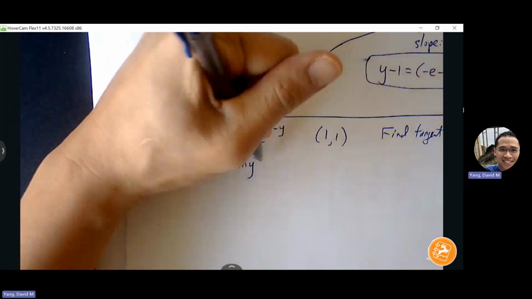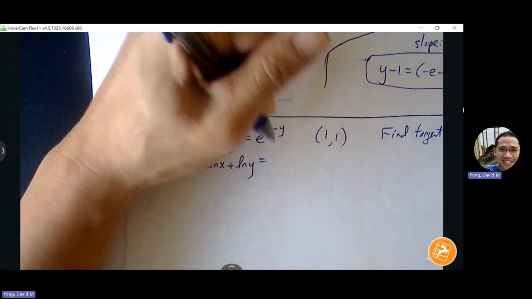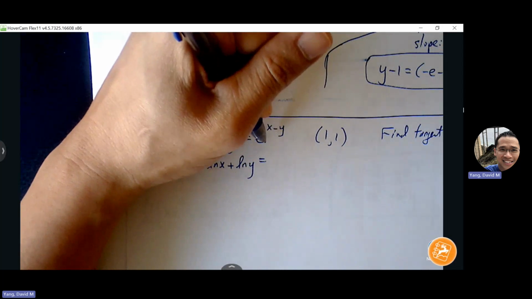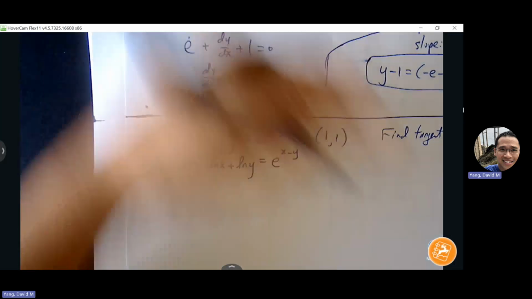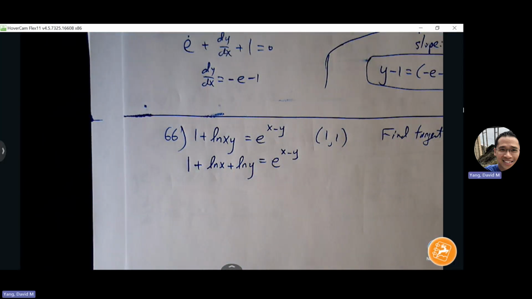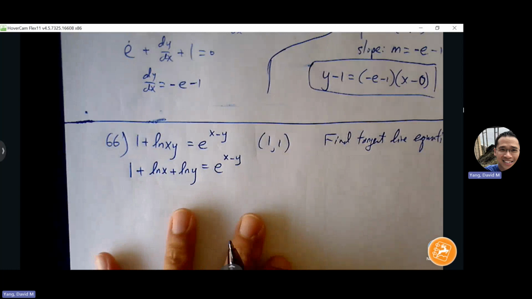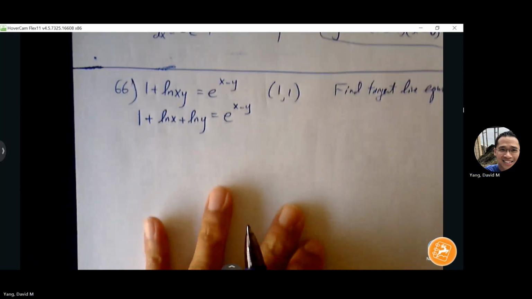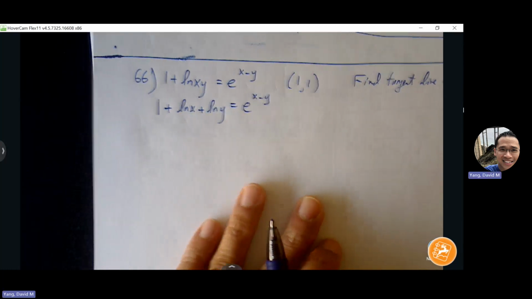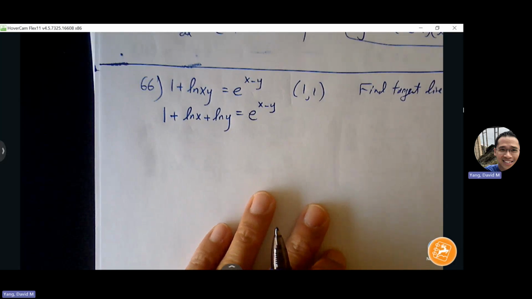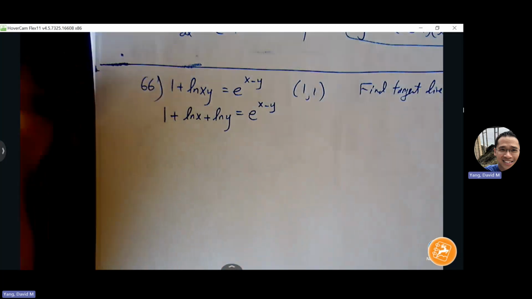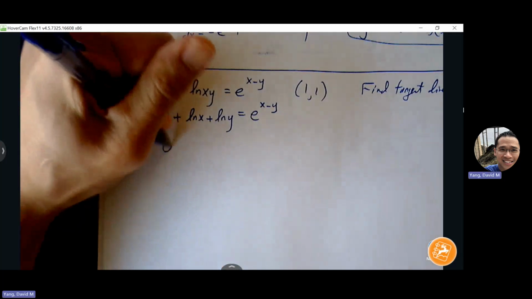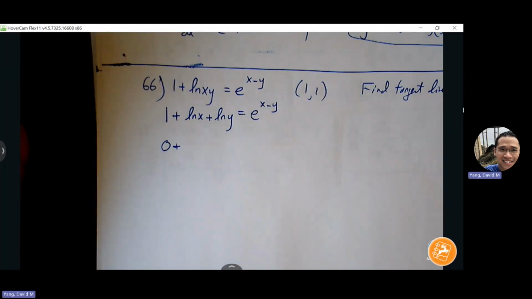Ln x plus ln y. Can't do anything more here. We could make it e to the x over e to the y, but I don't know if that makes it any easier, so we'll leave it in this form. Okay, so now everything is just a derivative rule. No product rule you have to worry about. But we do have to do implicit differentiation. We do have to keep track of our dy/dx's. So one term at a time. 1 becomes 0. Natural log of x.